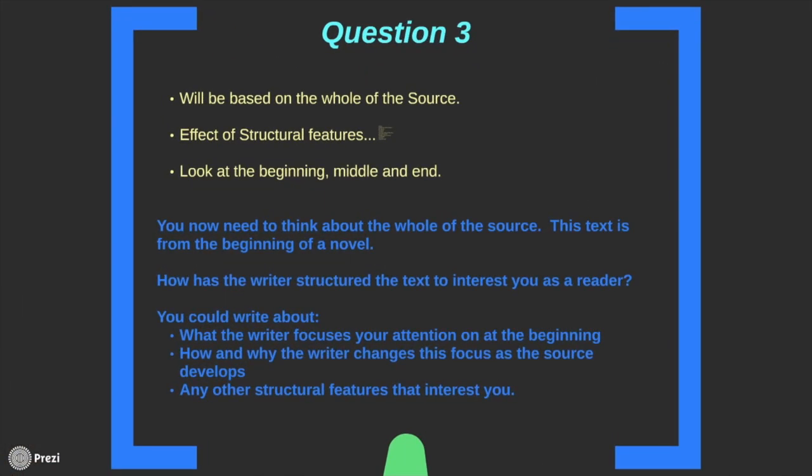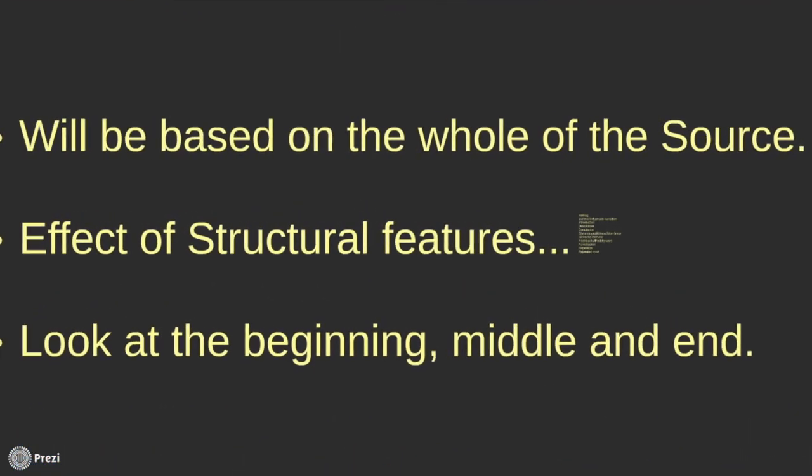Question three is based on the whole of the source, and it looks at the effect of structural features within the whole of the source. You need to look at the beginning, the middle, and the end of that source and see how the writer has structured it in such a way as to achieve certain effects.